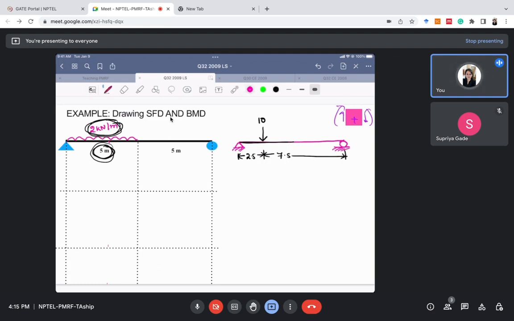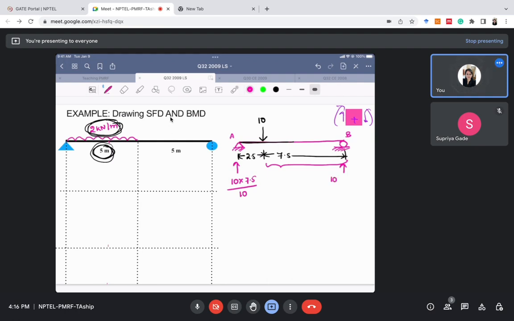Okay, so now how to calculate the reaction? So the reaction for this point load will be, if we are calculating the reaction, let's say it is A and it is B. If we are calculating the reaction at A, it will be point load multiplied by the other distance, which is 7.5 meter, divided by the total length of the beam, which is 10 meter.